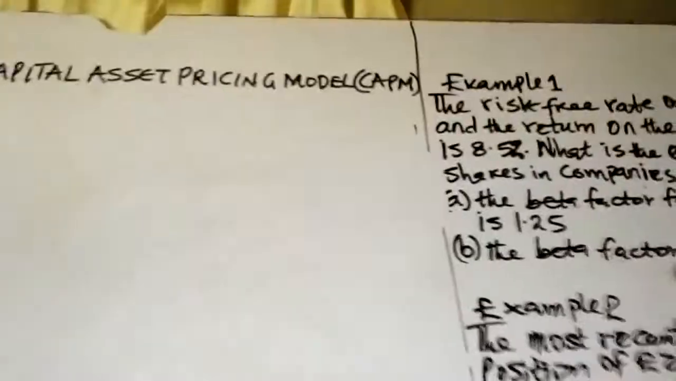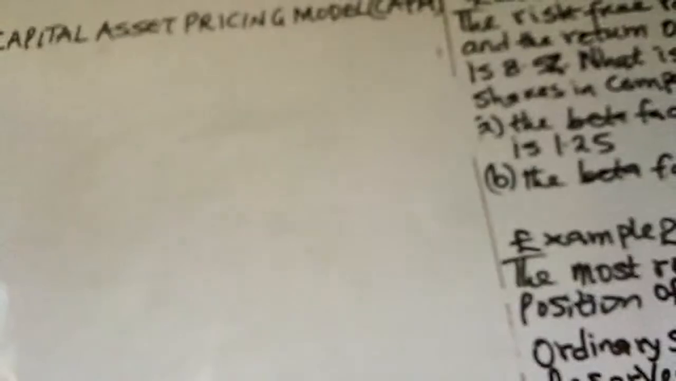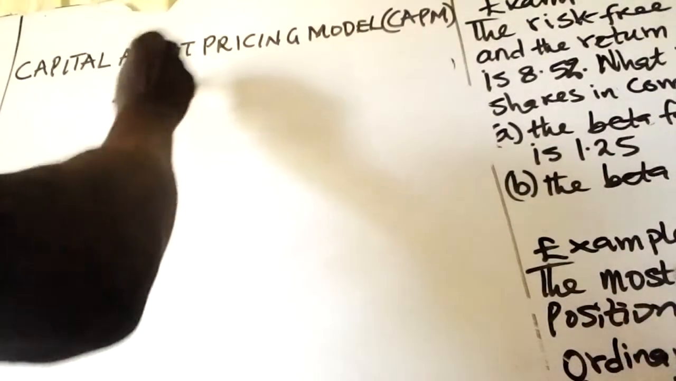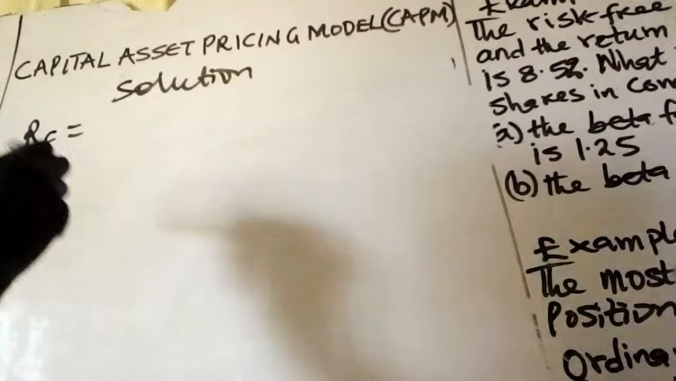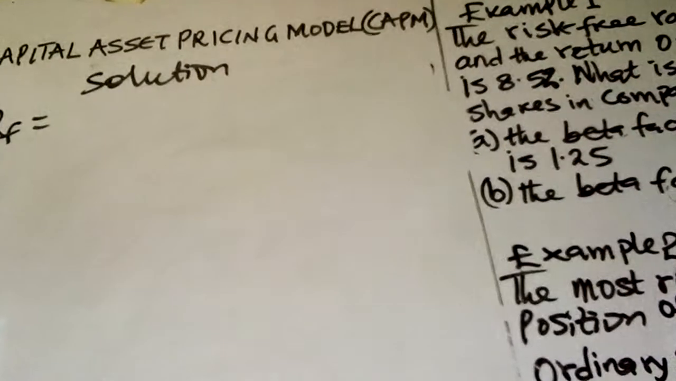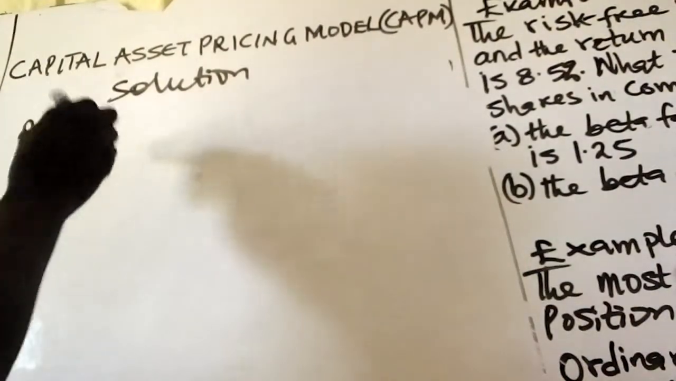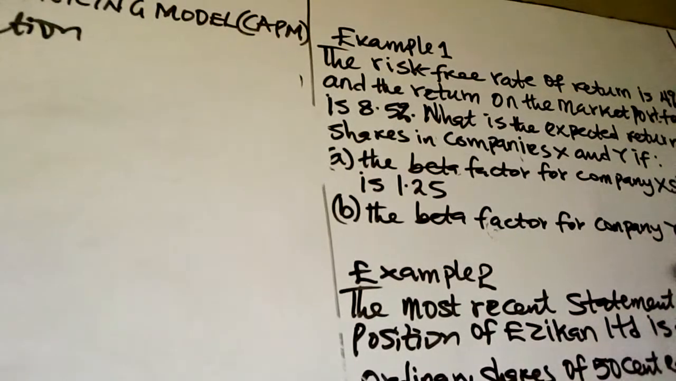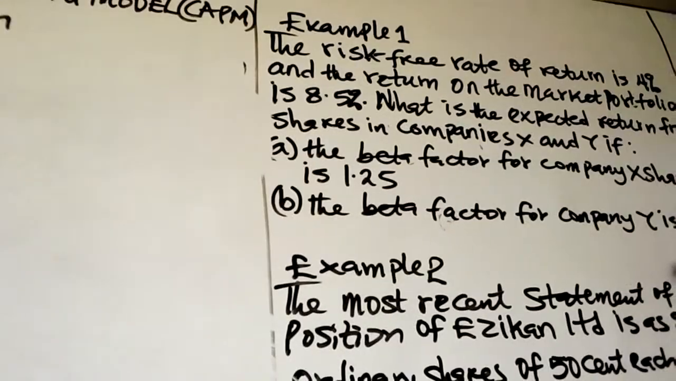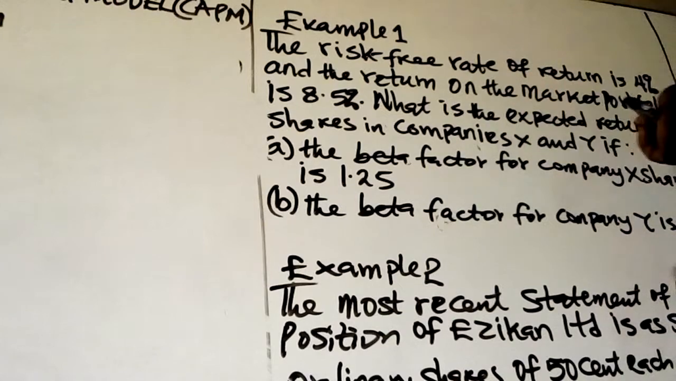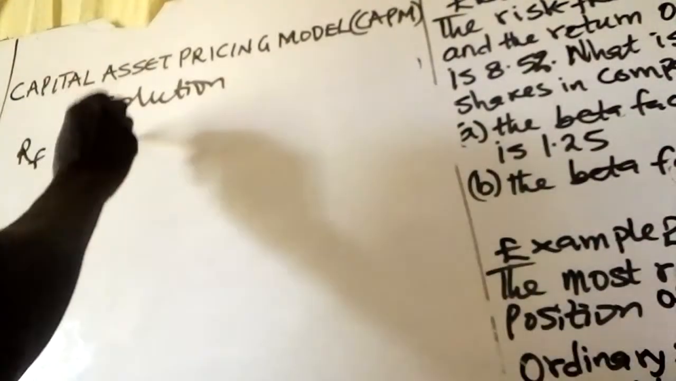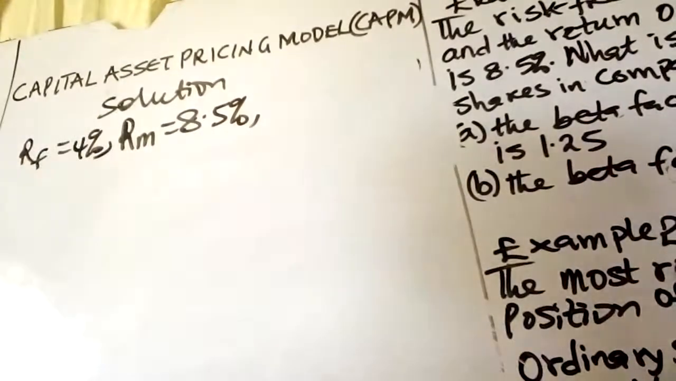Solution. You have been given the risk-free rate. The risk-free rate, RF, is given to be 4%. And the market return, RM, is given to be 8.5%. We were told that the return on the market portfolio is 8.5%. That is our RM.